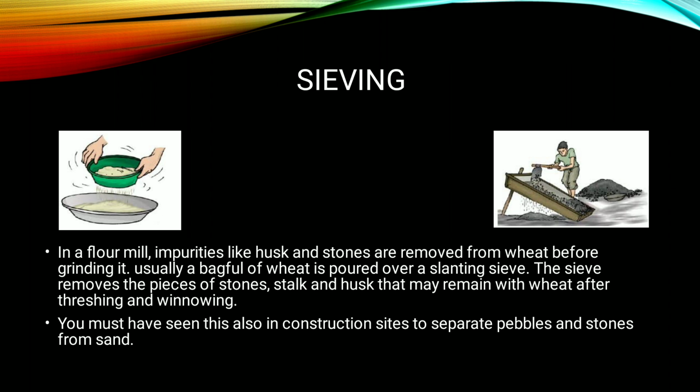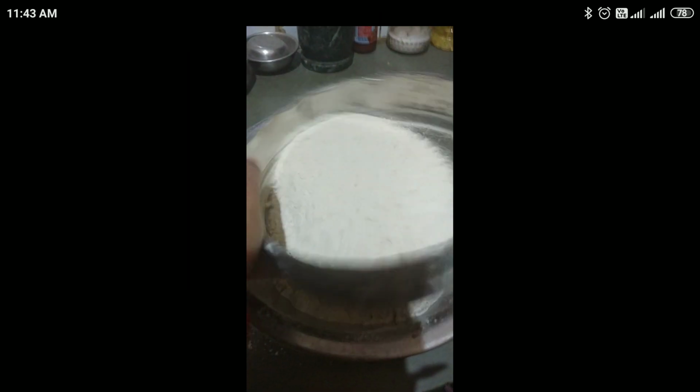Sieving. You must have seen in the kitchen that your mother makes use of a sieve and she separates the large flour particles from the smaller ones. Then we have the making use of the sieve in places of construction where pebbles, stones are separated from sand. You can see over here that we made use of a sieve to separate the particles.